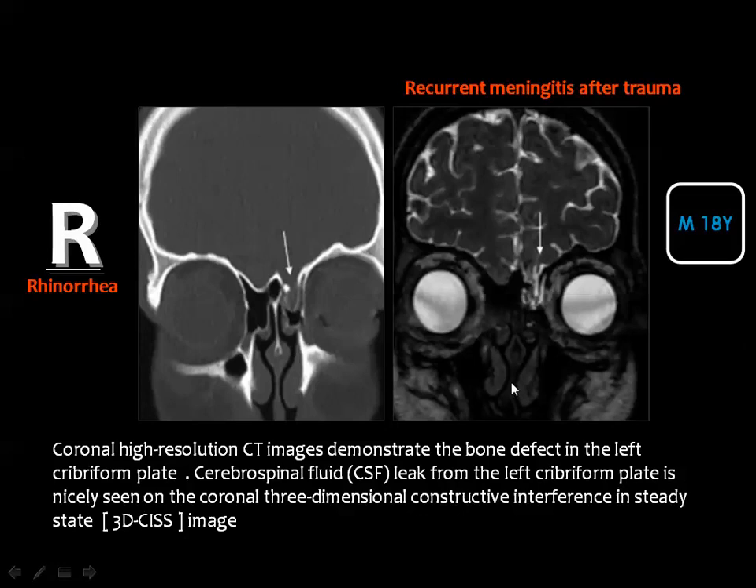And this is just to show the value of CT and MRI. In the CT scan, you can easily appreciate the site of the defect. And in MRI, you can see CSF going through the defect. But sometimes you can see the defect also by MRI.